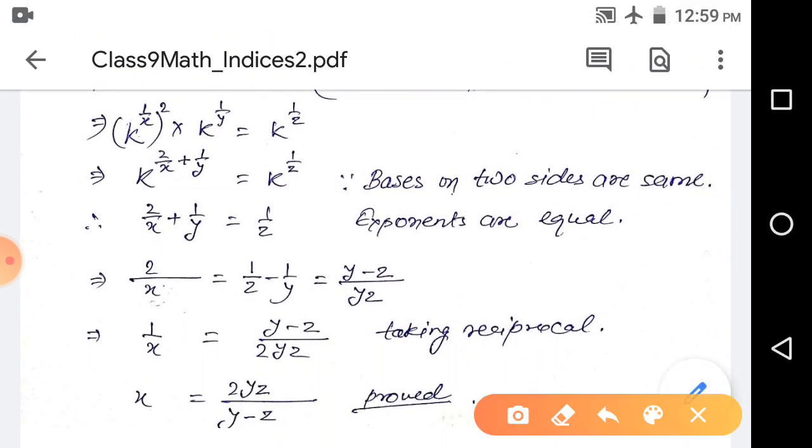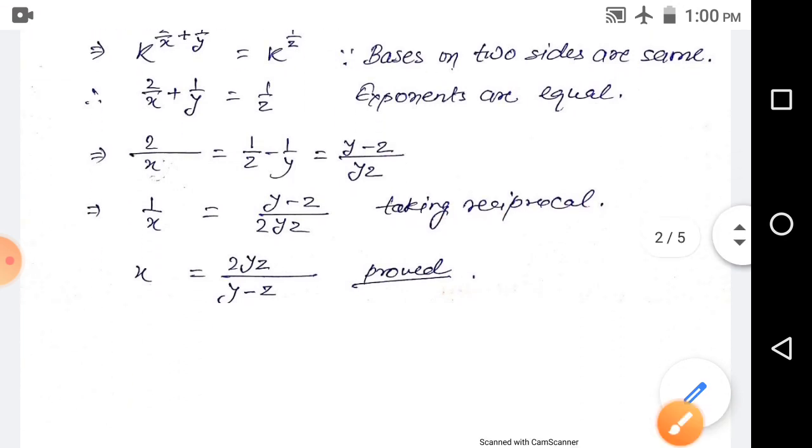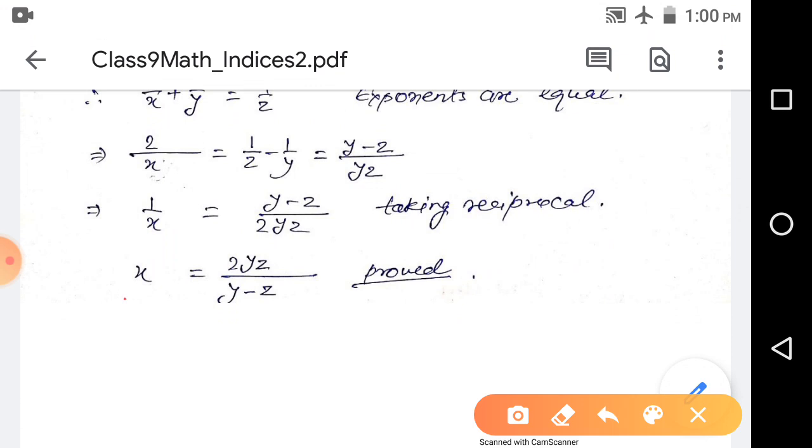First we shift this 1 by y to the RHS part and take the LCM, and the solution is 1 by x. We shift this 2 here, so it becomes 2yz by y minus z, and 1 by x equals that. Now we take the reciprocal on both sides. So for the LHS part it is x, and for the RHS part, taking the reciprocal of this, it becomes 2yz by y minus z, and this is what we have to prove. So it is proved. Now go to the next question.